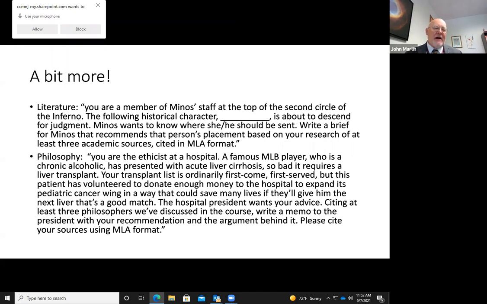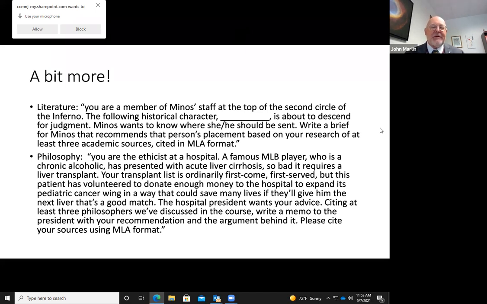And then here's one that's been done in a philosophy class. You're the ethicist at a hospital. A famous Major League Baseball player who's a chronic alcoholic has presented with acute liver cirrhosis, so bad it requires a liver transplant. Your transplant list is ordinarily first come, first served, but this patient has volunteered to donate enough money to the hospital to expand its pediatric cancer wing in a way that could save many lives if they'll give him the next liver that's a good match.